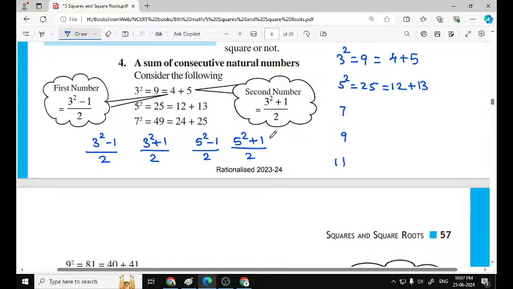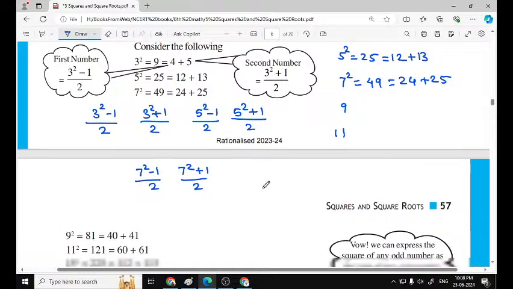Now let us consider 7 square. 7 square is 49. Which are those two numbers? (7 square minus 1) upon 2 and (7 square plus 1) upon 2. 49 minus 1 is 48. 48 upon 2 is 24, and this is 50 upon 2, because 49 plus 1 is 50. 50 upon 2 is 25, and so on. You can check this for remaining odd numbers.